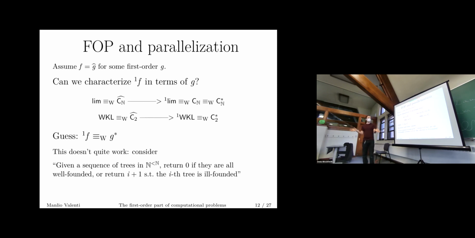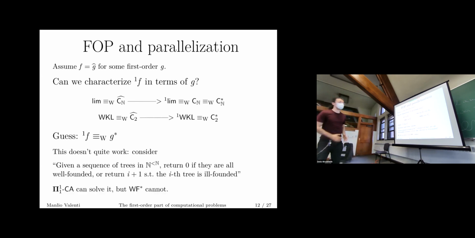I give you a sequence of trees, and you have to say, okay, return 0 if they're all well-founded. And if not, you have to tell me the index of an ill-founded one, or essentially i plus 1, just to avoid conflict with 0. The thing is that either you tell me that they're all well-founded, or you tell me the index of an ill-founded one.